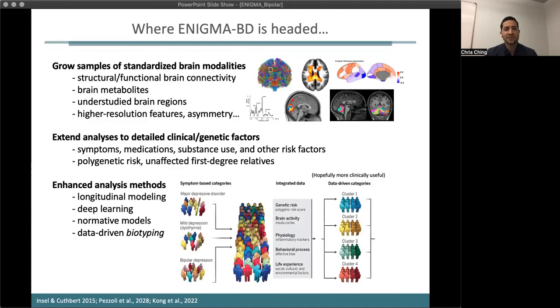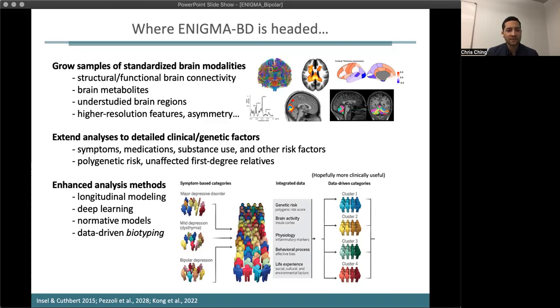And you can find more information about that on our website. We're also trying to extend our analyses to more detailed clinical and genetic factors. That includes information on symptoms, medications, substance use, and other risk factors. We're also looking at really trying to combine genetic information with these standardized brain data sets. So looking at how polygenic risk affects brain structure and function.